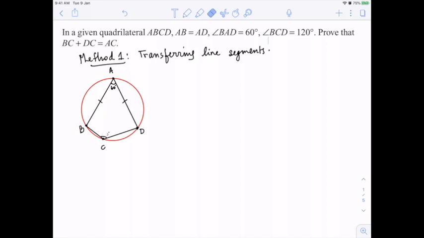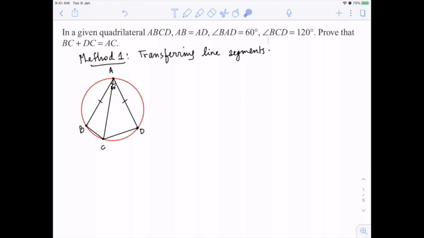Now the thing is that we have to show BC plus DC is equal to AC. So we have to show BC, this line segment, plus DC is equal to this line segment AC here. All right, so the way we do this is by transferring segments. Now let me explain what that means. So this is a very useful trick, and we will solve many problems using this method.